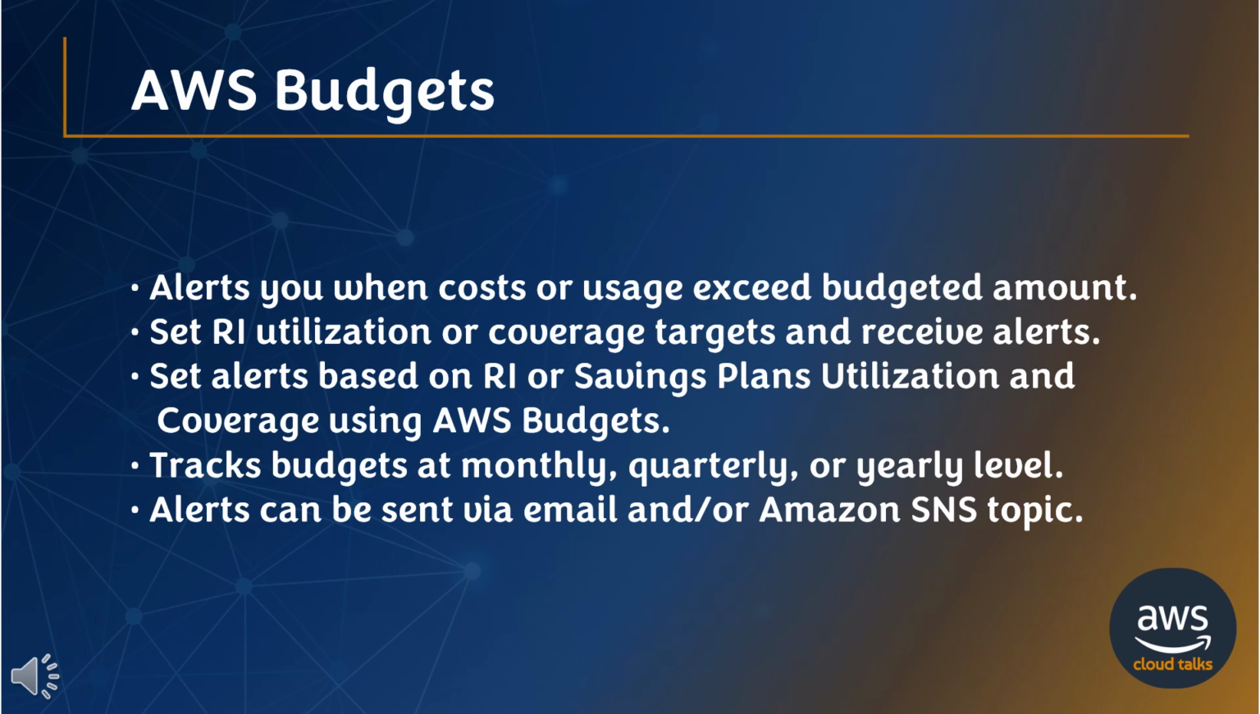In fact, you can set alerts based on your RI or Savings Plans utilization and coverage using AWS Budgets. Your budgets can be tracked at the monthly, quarterly, or yearly level, and you can customize the start and end dates. Budget alerts can be sent via email and/or an Amazon Simple Notification Service, Amazon SNS, topic.